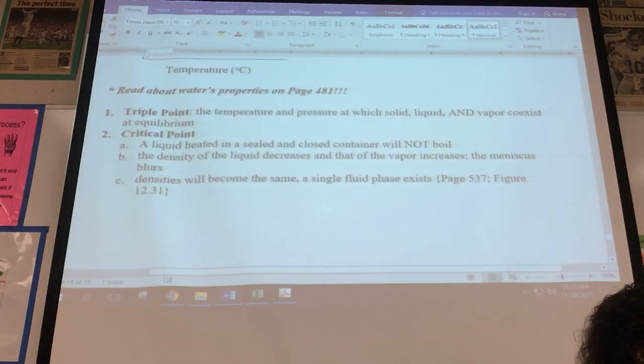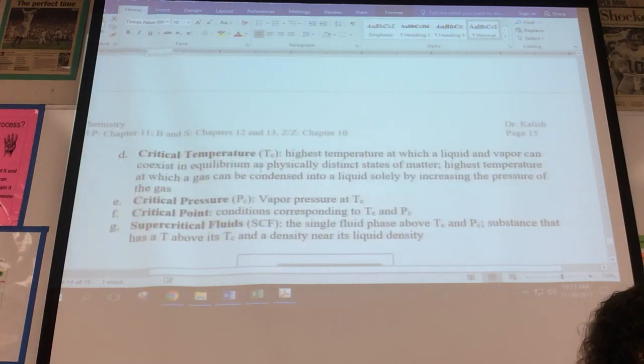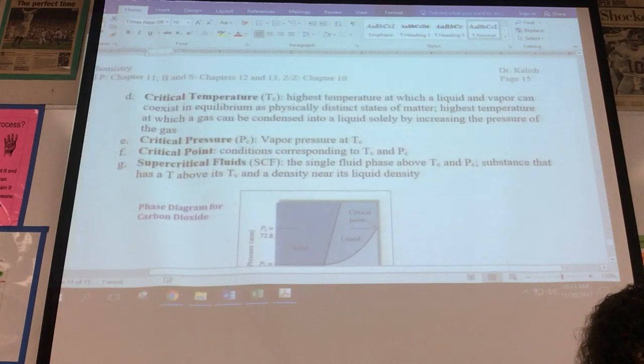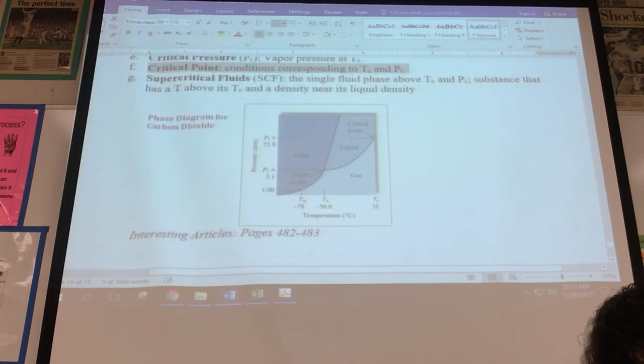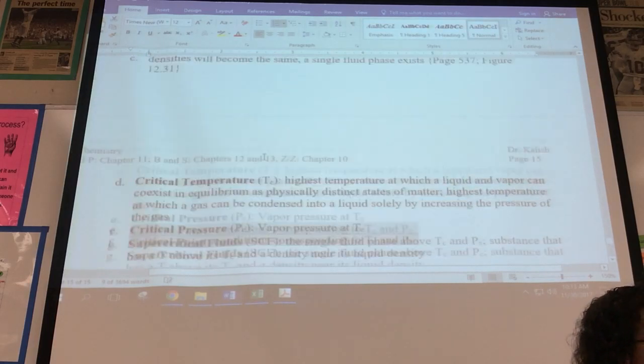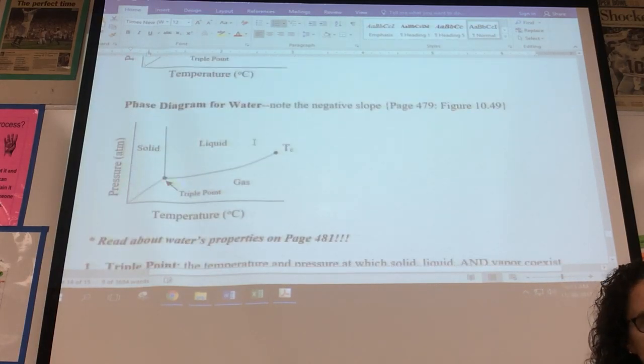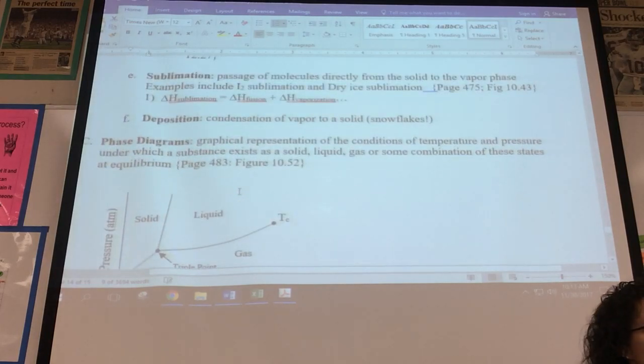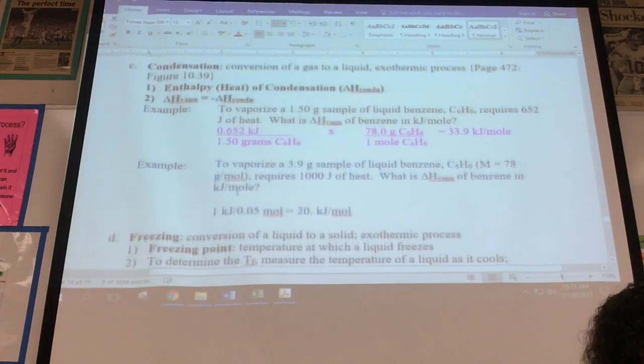Triple point I mentioned, critical point I mentioned, critical temperature, the highest temperature at which you can coexist in those two states, critical pressure, essentially just critical point corresponds to both of them, and then supercritical fluids. Shown here for carbon dioxide, as we already took a look at, and those are your phase diagrams. You might see one ridiculously easy multiple choice question, so you do want to know how to interpret a phase diagram. I don't foresee you having any difficulty with that.